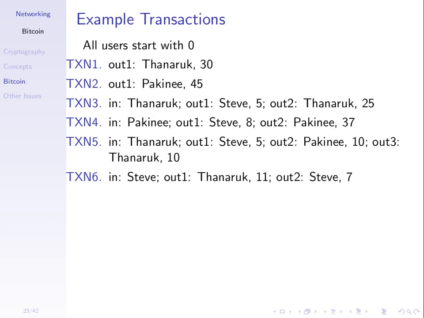Tanarak has 30. Transaction 3, he wants to spend. Input is all of his 30. The output, 5 to Steve, and the leftover goes back to himself. It's just a feature of every transaction. What comes in must go out. And the way to deal with that is just send it back to yourself. The change, if you don't want to spend it all, send it back to yourself. So that's this new thing: in from Tanarak, out to Steve 5 units or 5 Bitcoins, out to Tanarak 25. So his balance is now 25. He still has 25 Bitcoins. That's the way it's implemented.